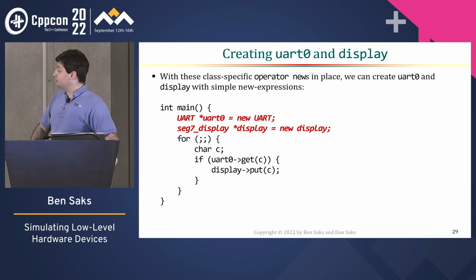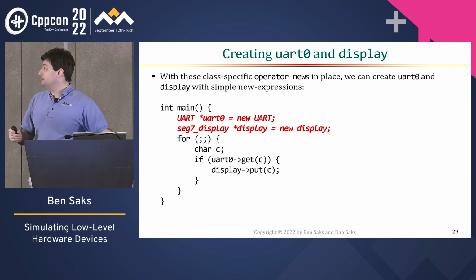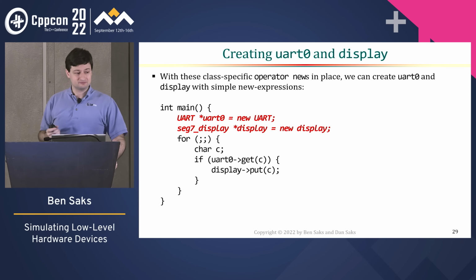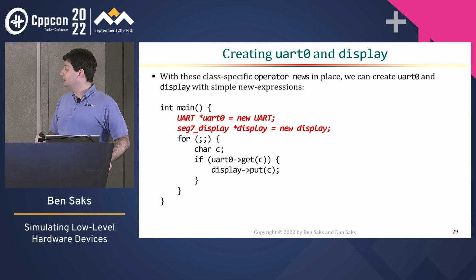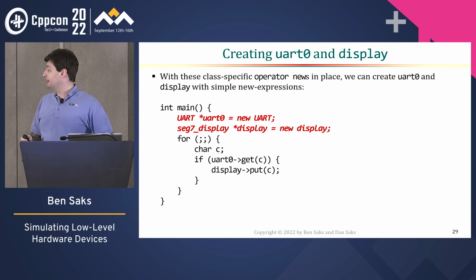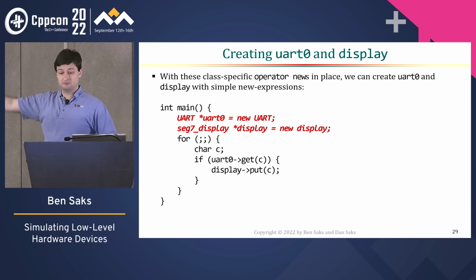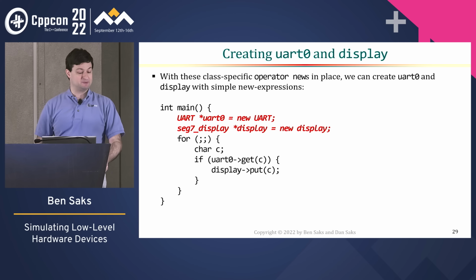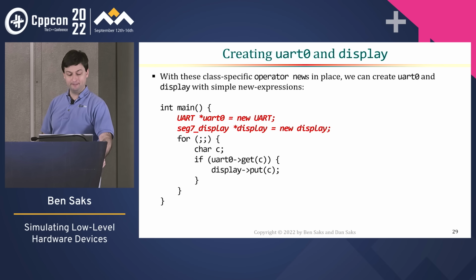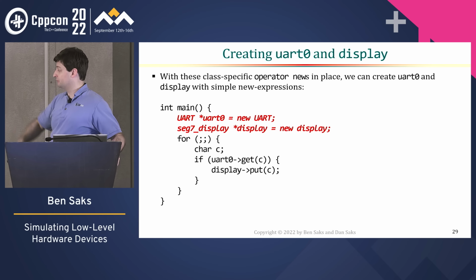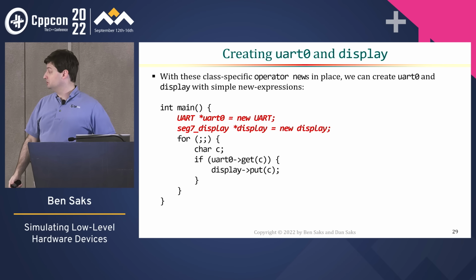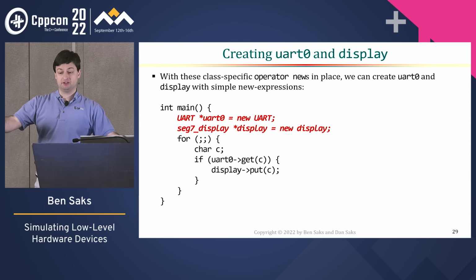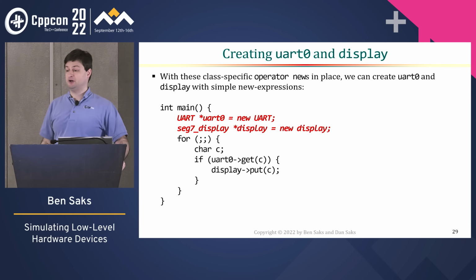So with those features in place, we can now show the full main function. We can just go ahead and create our UART 0 and display objects with typical new expressions, but those will be calling our class-specific operator new functions here. And then the rest of the code is the same as before: loop forever, try to read a character. If we've received a new character, show it on the 7-segment display.